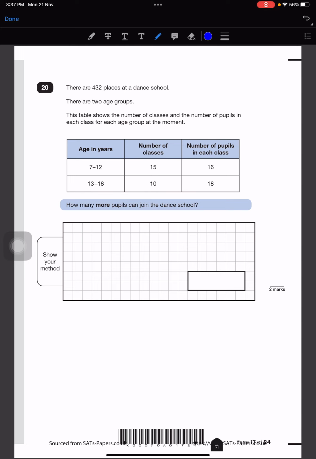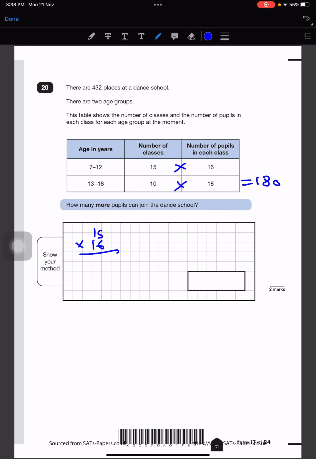Next, there are 432 places at a dance school. There are 2 age groups. This table shows the number of classes and the number of pupils in each class for each age group at the moment. How many more pupils can join the dance school? Okay, so first we're going to multiply. We're going to do 15 times 16 first. So obviously this is going to be 180 because there's just going to be the 0 there.